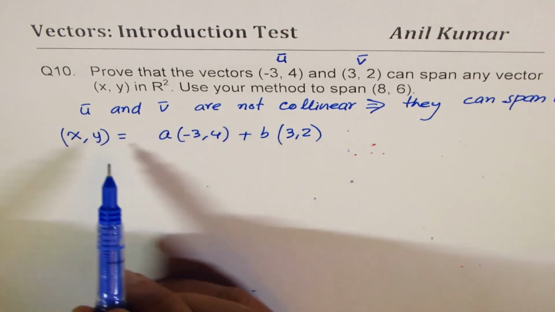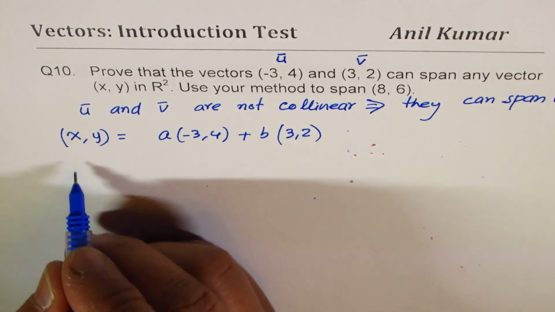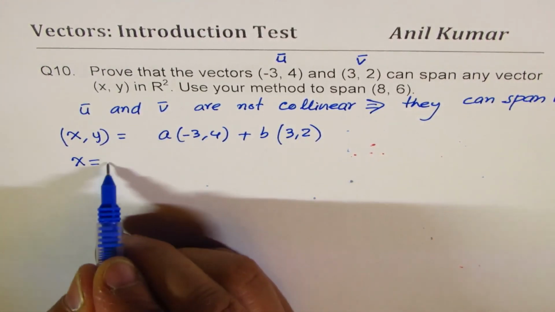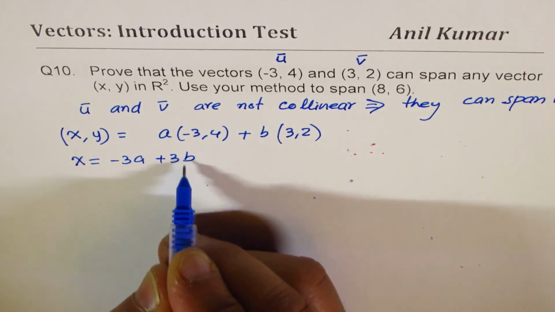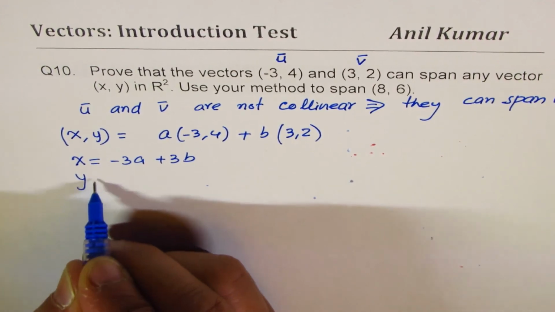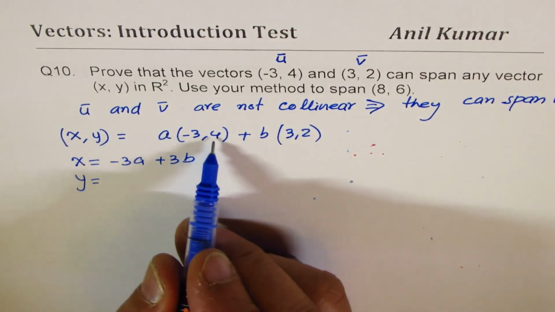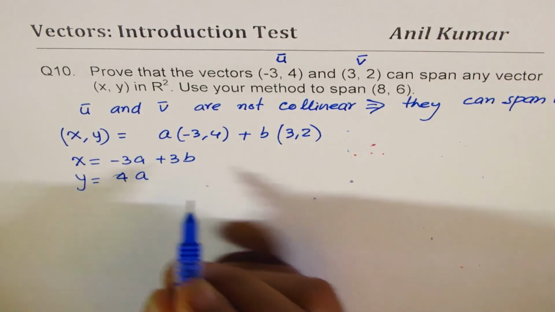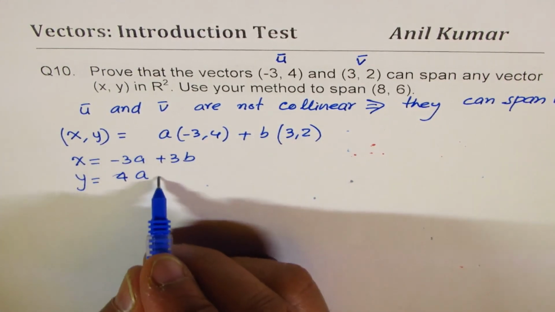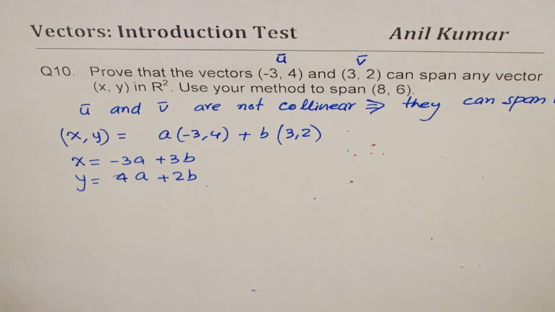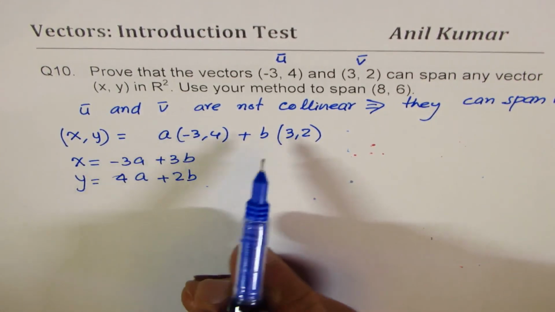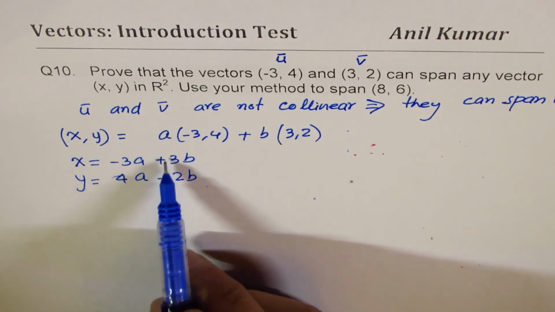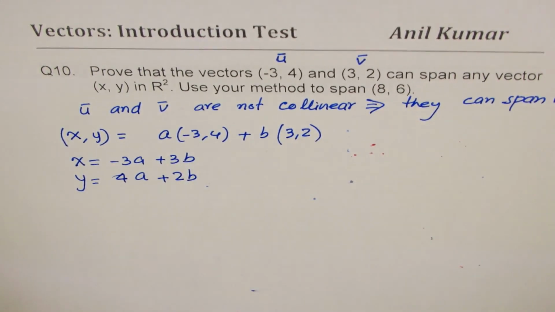Now how do we solve it? From here, we can say x is equal to -3a plus 3b, correct? And y is equal to 4a plus 2b. So that becomes our equation. Now the idea is, for any value x and y, we should get a and b. So let us isolate a and b. That is the whole idea, correct?